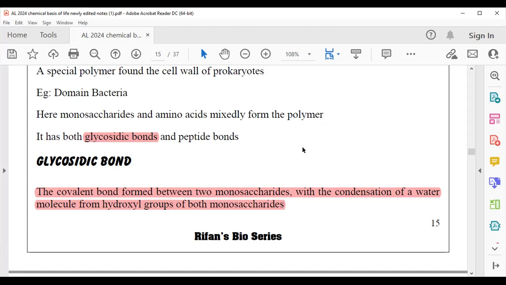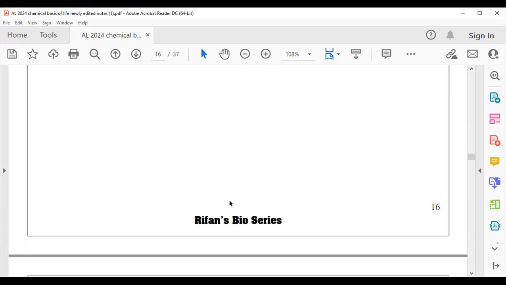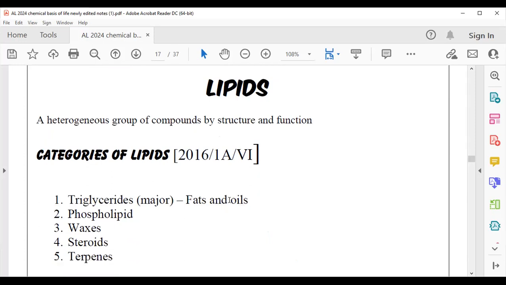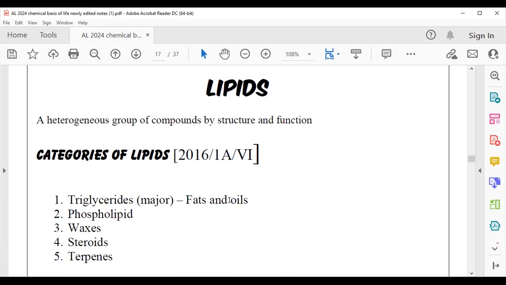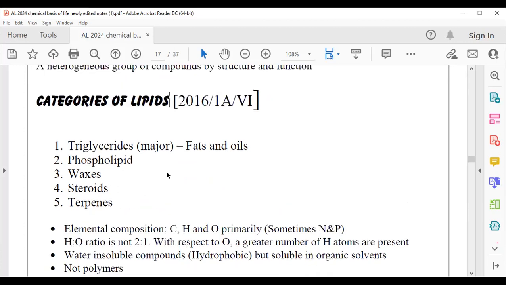Good. So with this one, carbohydrates are finishing. And we are starting, what is it? Lipids. Lipids are a heterogeneous group of compounds.